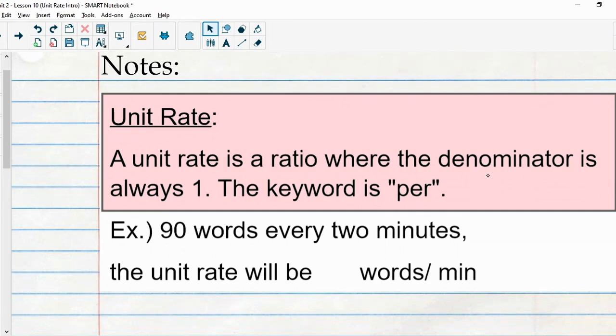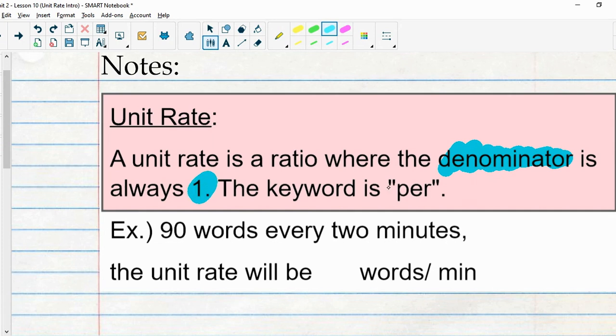So a unit rate is where the denominator, the number at the bottom, is always 1. So the keyword, big word here, is per. Per means for every one thing, not for everyone. So put this into for every one thing.